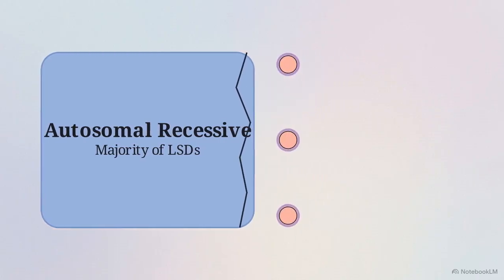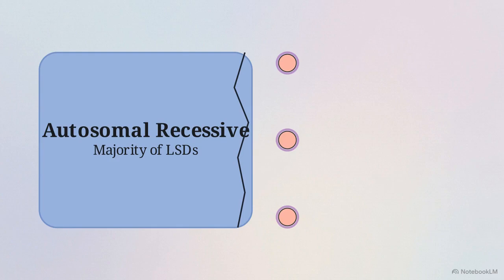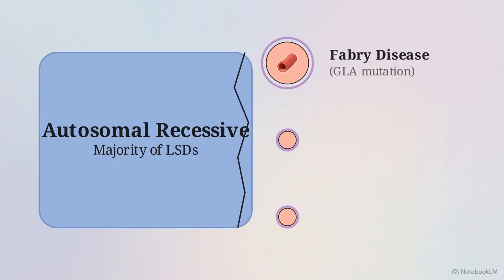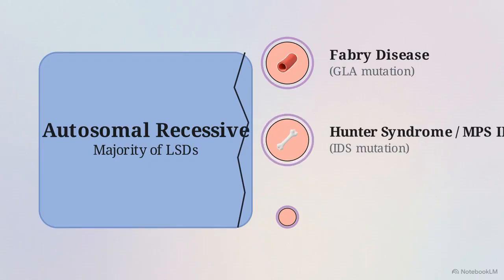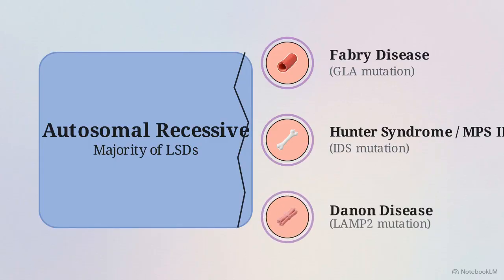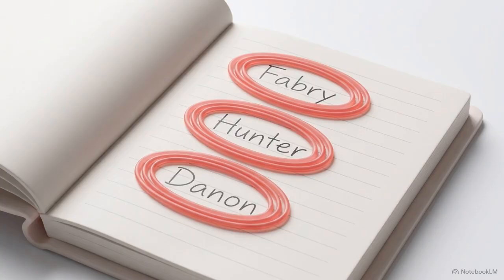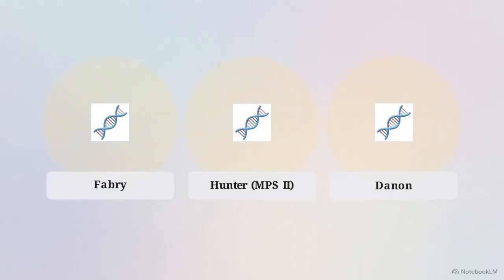To evaluate a patient, you must immediately isolate the exceptions. Here, the massive autosomal recessive block splits, as 3 distinct nodes break away to form an X-linked cluster. These exceptions are Fabry disease, driven by a GLA mutation, Hunter disease, or MPS II, driven by an IDS mutation, and Danon disease, driven by LAMP2. Committing these 3 exact exceptions to memory is the mandatory first step. Any clinical presentation that suggests an X-linked pattern immediately narrows the field of over 50 diseases down to these 3 possibilities.